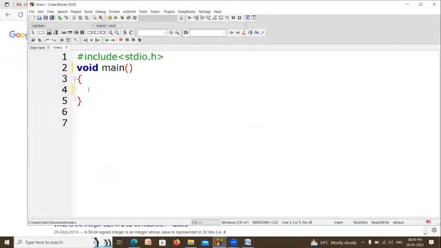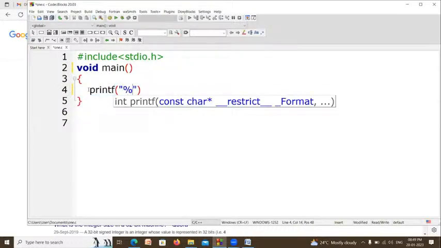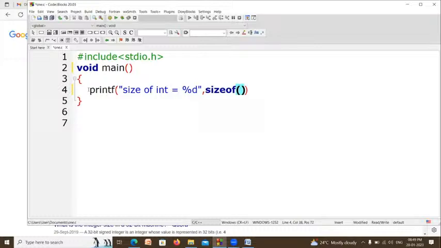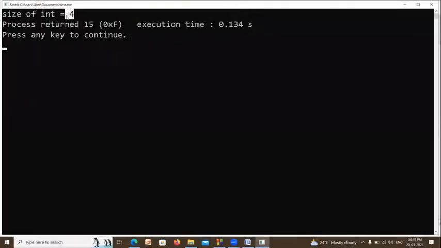So, what is the size now? My system is 64-bit. I will print "size of integer equal to %d", using the sizeof operator, sizeof(int). Now it prints only 4 bytes. My system is 32-bit, 64-bit, and now the size of integer is only 4 bytes.